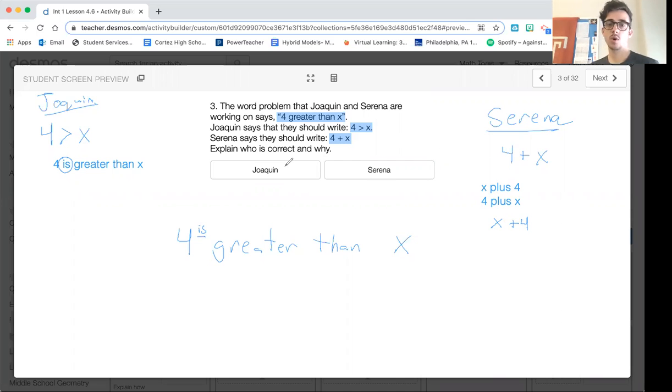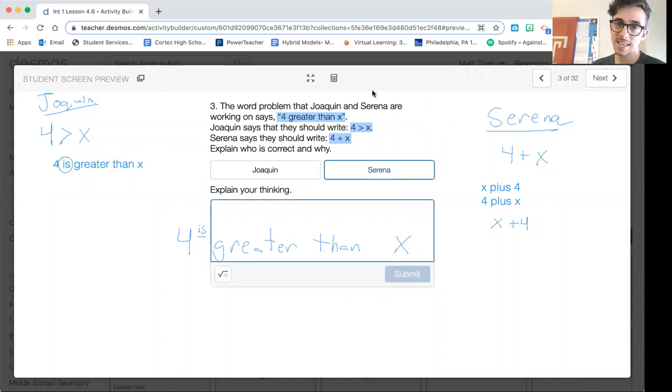So for 4 greater than x, I'm going to go ahead and say that Serena's right, but I think it comes down to the is. That might be the main thing to focus on, because generally 4 greater than x is stated as 4 is greater than x. So it kind of depends on the problem situation, not just the keywords.